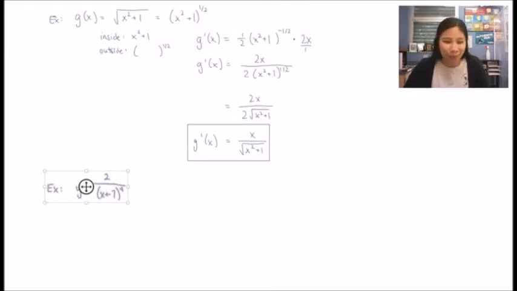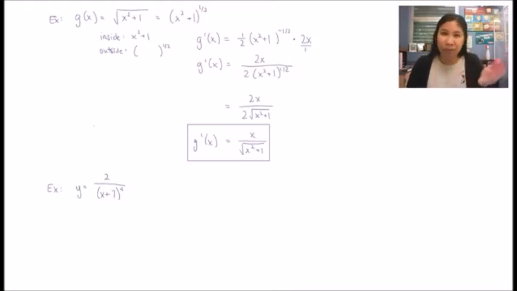Okay, next example. So this time I've got y equals 2 over (x plus 7) in parentheses to the 4th power. First, I see a fraction, so I'm like, oh, maybe quotient rule. But then if I look at the top, it's just a 2, that's just a constant. So it's not like there's an x involved or anything like that. So I actually don't need quotient rule. So here, I'm going to rewrite it so that I don't need the quotient rule.